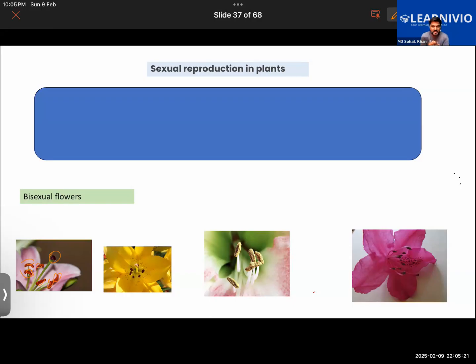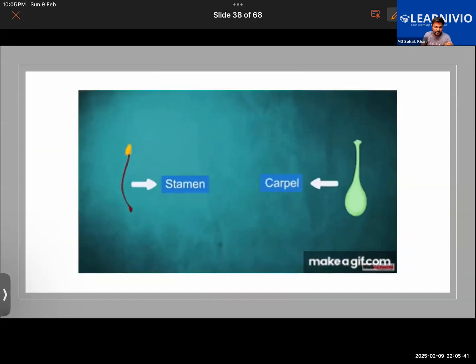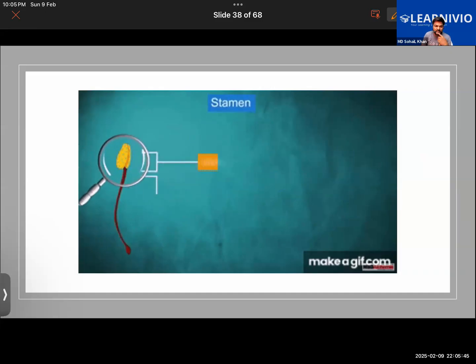Okay, so the question comes, which part of the plant is the reproductive part? Which one of the plant's parts is the reproductive organ? So obviously it's the flowers, right? So flowers are the reproductive unit in plants. And flowers have reproductive parts, namely the male and the female reproductive parts. Stamen is the male part and carpel is the female part.